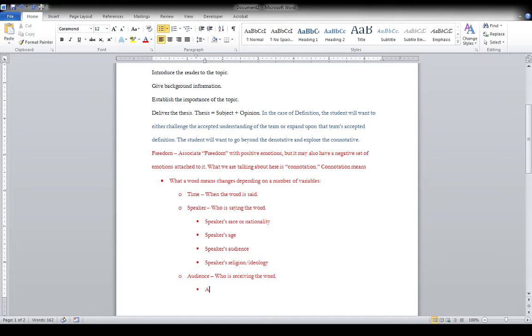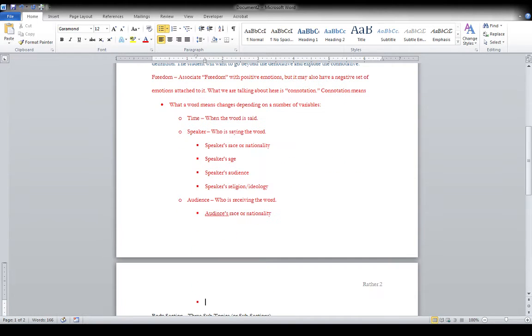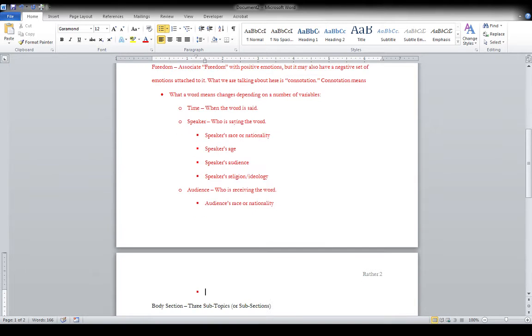and the audience's race or nationality, the audience's age. I think you can see a pattern here. The audience's total makeup. Is it diverse or homogeneous?